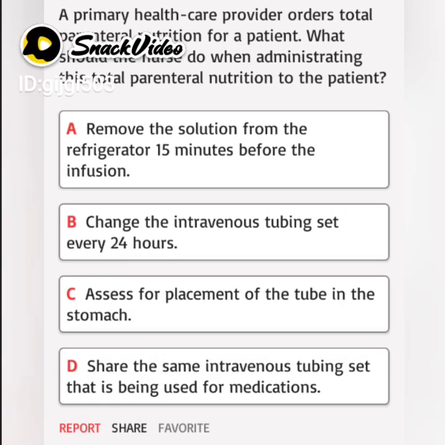A primary health care provider orders total parenteral nutrition for a patient. What should the nurse do when administering this total parenteral nutrition to the patient? A, remove the solution from the refrigerator 15 minutes before the infusion. B, change the intravenous tubing set every 24 hours. C, correct answer.